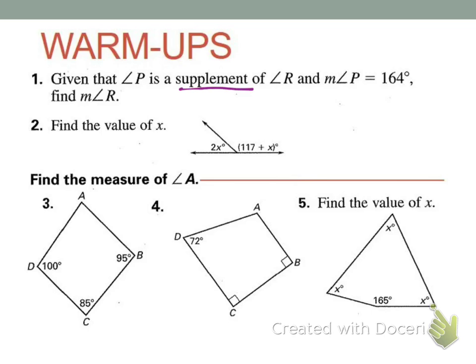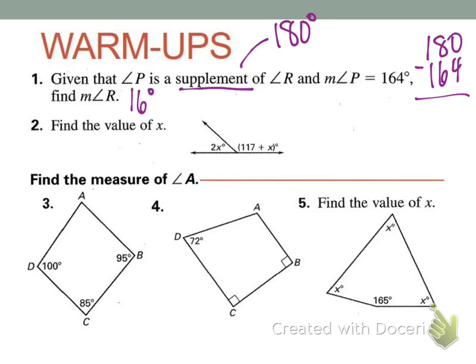Those two angles add up to 180. So supplement should make us think that they add up to 180 degrees. So if they give us one of the angles, how can we find the other one? Jaden? Subtract. 180 minus 164 would give us? What is it? 16. So angle R would measure 16 degrees.